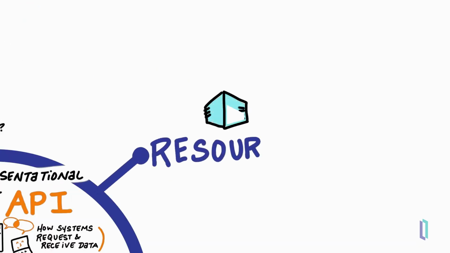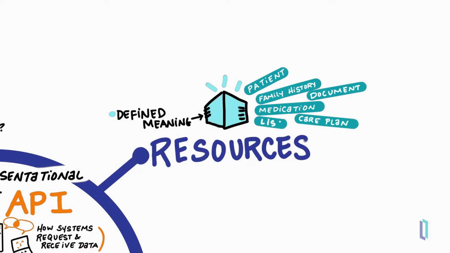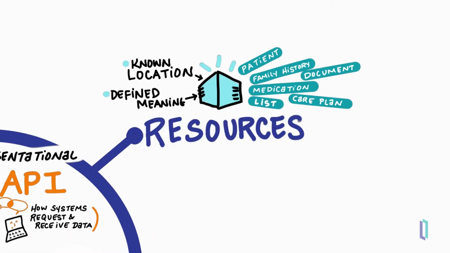First, FHIR resources are logically discrete data concepts such as a patient, medication, or document, which have a defined meaning and a known location on a server. A FHIR resource includes all the data elements necessary to define the data concept. For example, the patient resource includes elements such as given name, family name, and birth date.